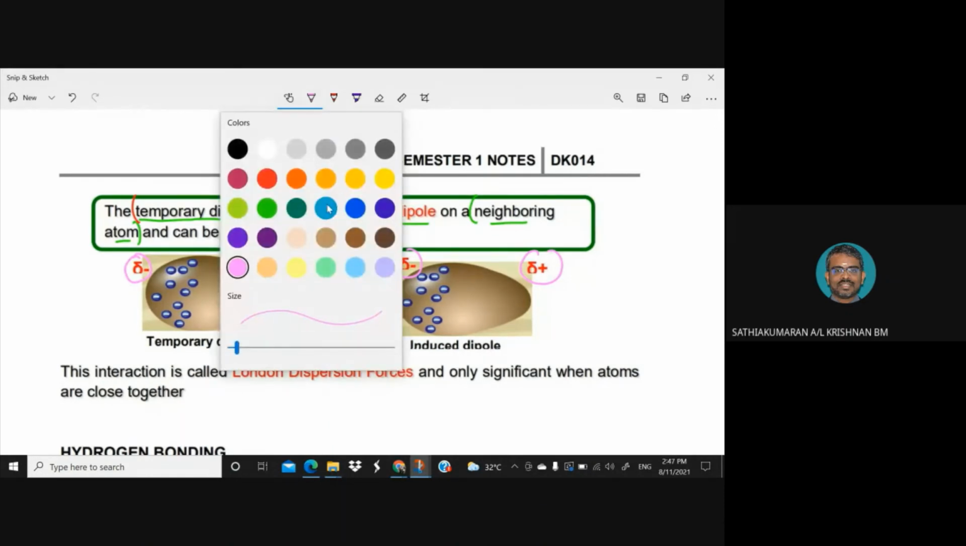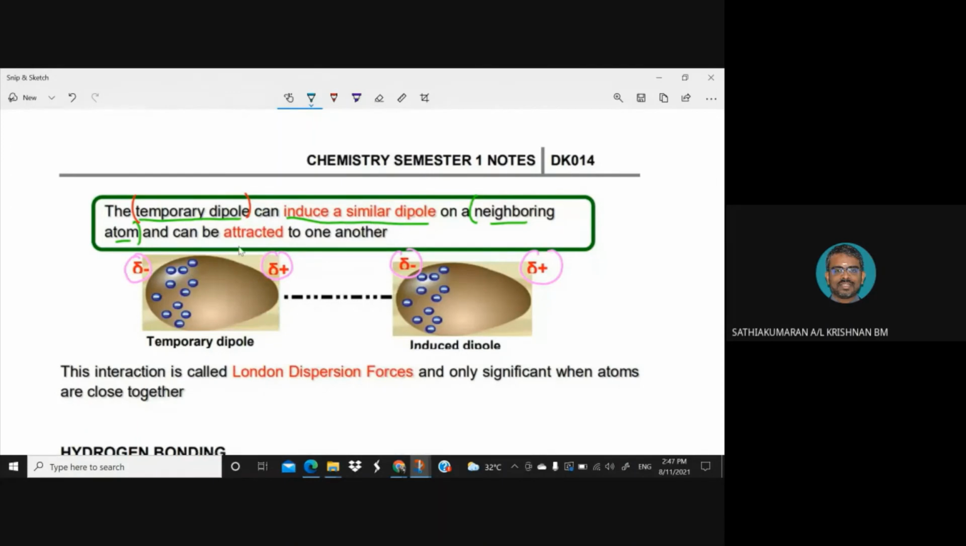After that, it induces a similar dipole, and they attract one another. So they will try to attract one another. Dipole positive will attract dipole negative. That one we call induced. So the force between these two, a temporary dipole and an induced dipole, we call London dispersion forces. And this one is temporary, not permanent.